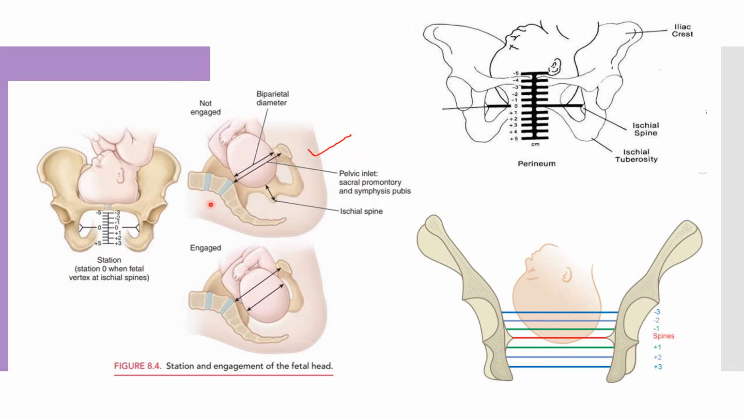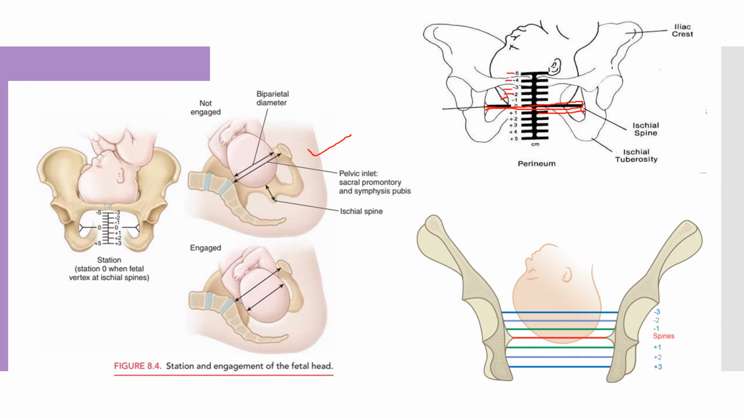Here in this image, this is a lateral view. The head is not engaged. See, this is the ischial spine. At the level of the ischial spine, there will be the zero station. See, this is the lateral view of the ischial spine. This is the front view, that is the AP view. The ischial spine is there. From this ischial spine, there will be the zero station. When the fetal head is above the ischial spine, that is -1, -2, -3, -4, -5.